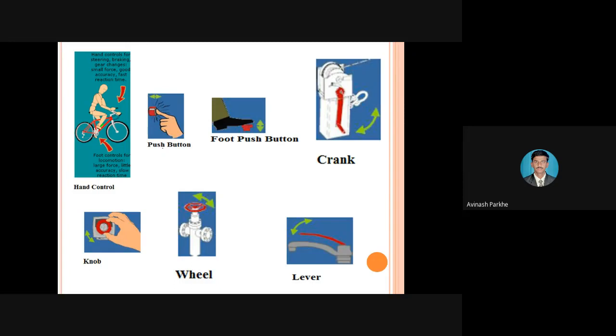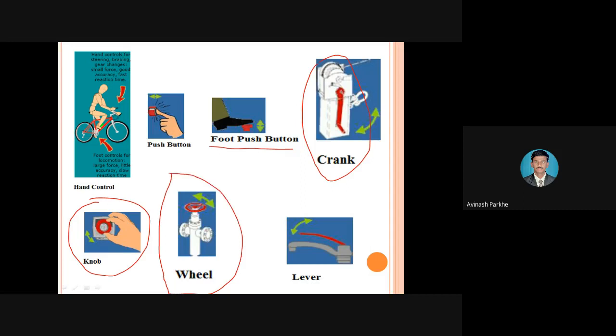Then the second figure is related to the push button. The third figure is related to the foot push button. The fourth figure is related to the crank. Then knobs: wherever control panels are there, knobs are to be provided. Then wheels: in many applications, wheels are provided, maybe for medium duty or heavy duty applications. And then levers. These are the different types of control devices provided in various machines and equipment, wherever operators or workers are working.